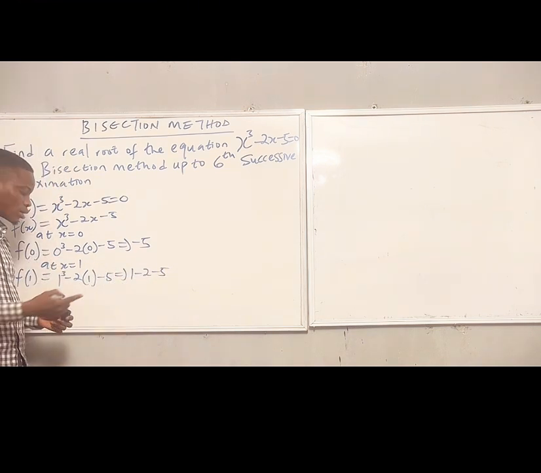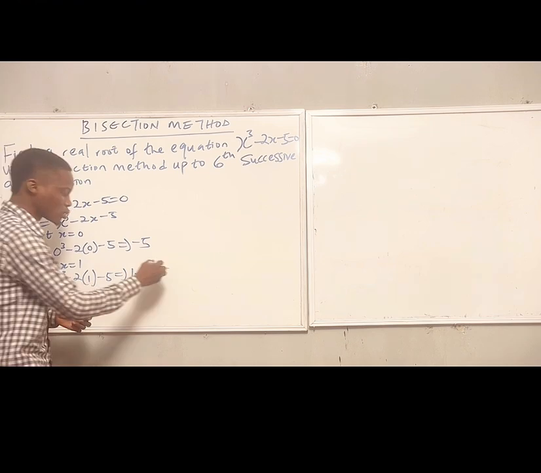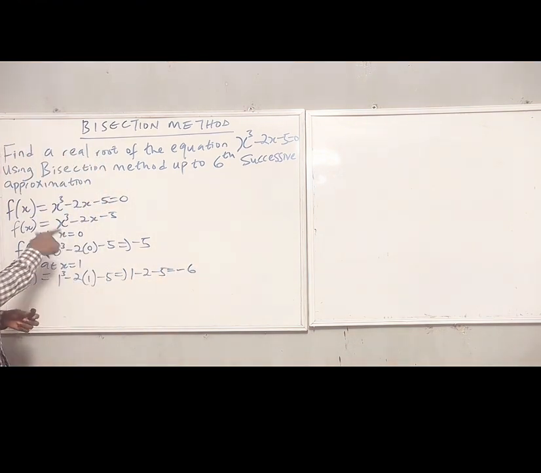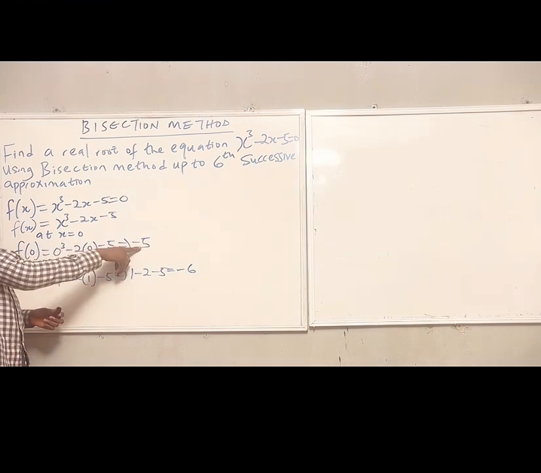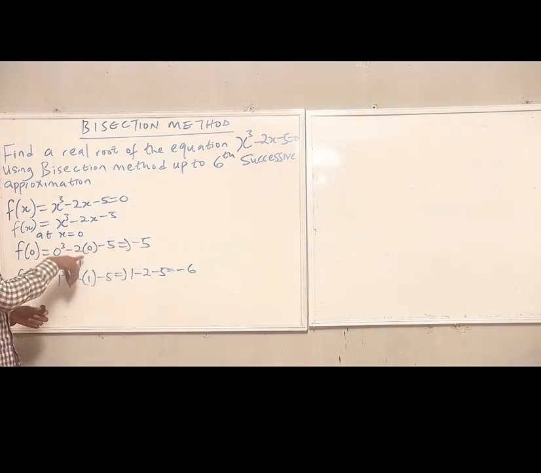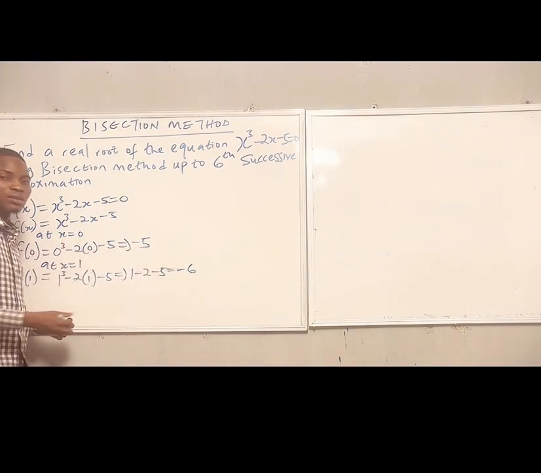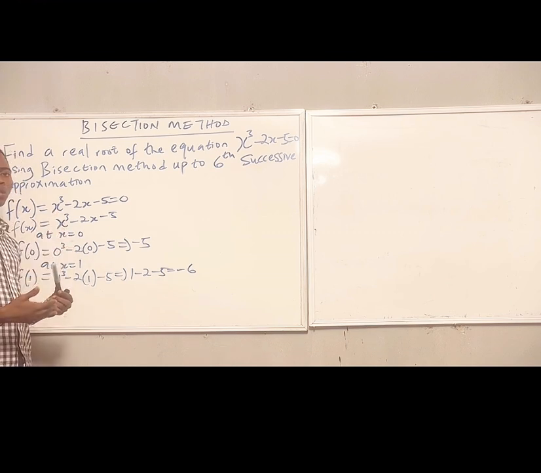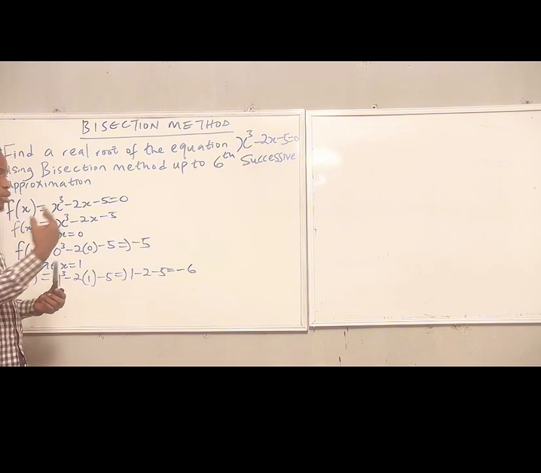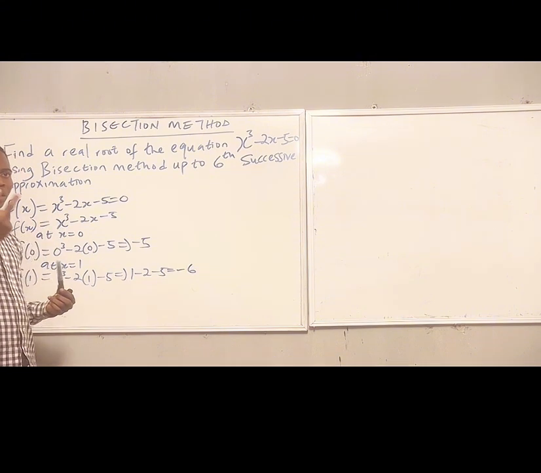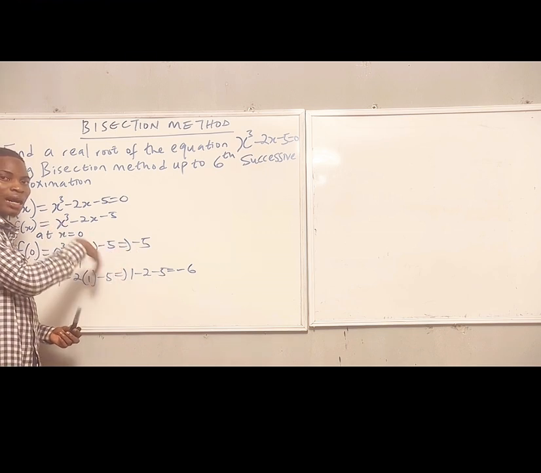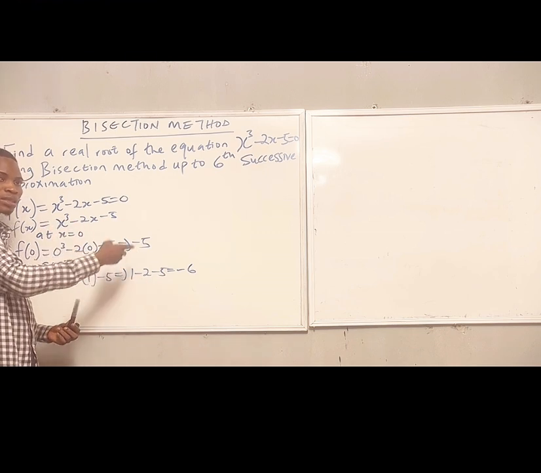1 to the power of 3 is 1, minus 2 minus 5. I'm going to have minus 6. So at my first iteration, x equal to 0, I have negative. My second iteration at x equal to 1, I have negative as well. And when I'm dealing with this iteration, we have to consider two numbers where it lies on negative and positive or positive and negative.